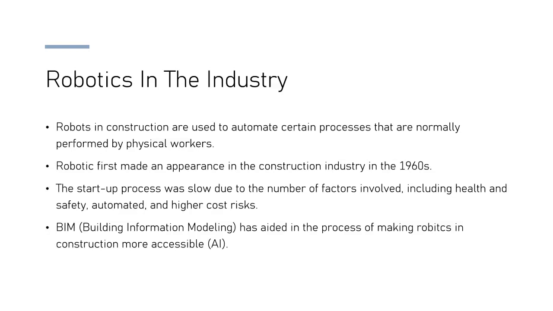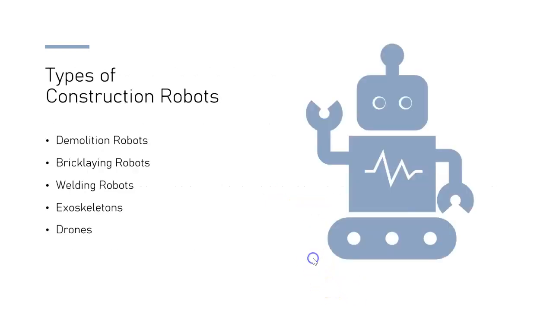It's supposed to be more efficient, but obviously the startup process was slow because there were a lot of factors involved, including health and safety, and just automation, and this technology proved to be expensive. So you have different types of construction robots. You have demolition, bricklaying, welding, drones. Those are pretty self-explanatory. The exoskeletons are a little bit different.